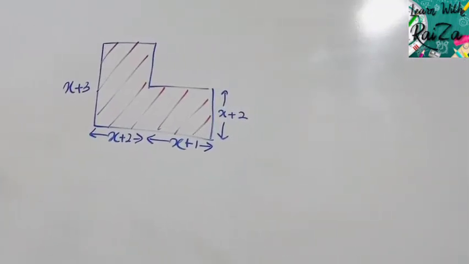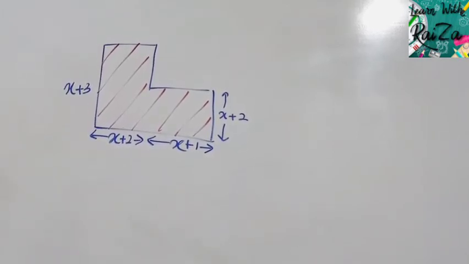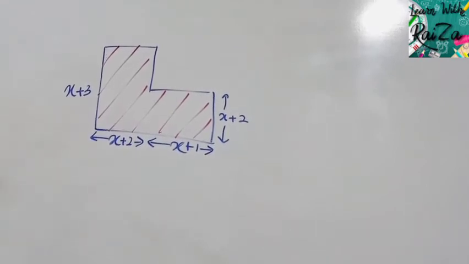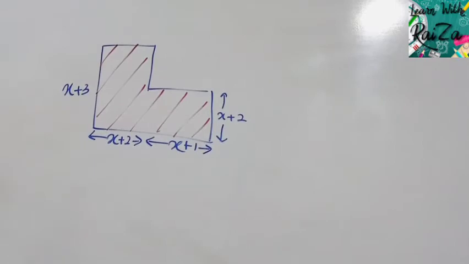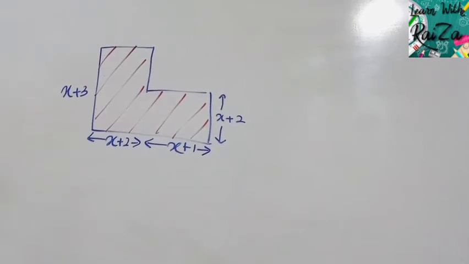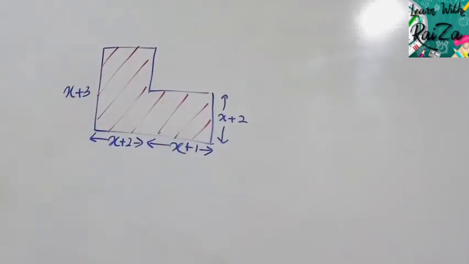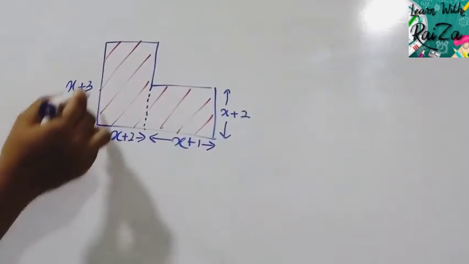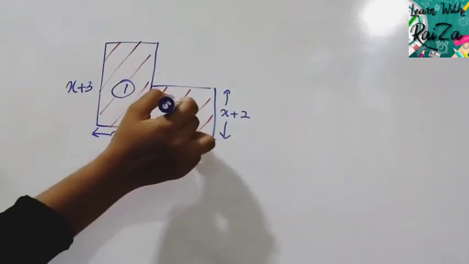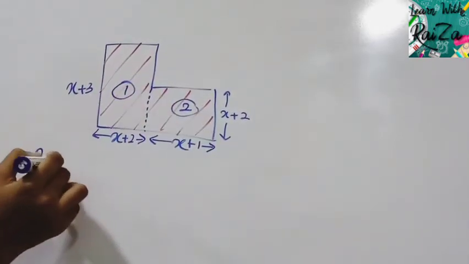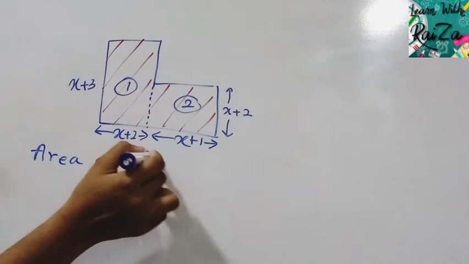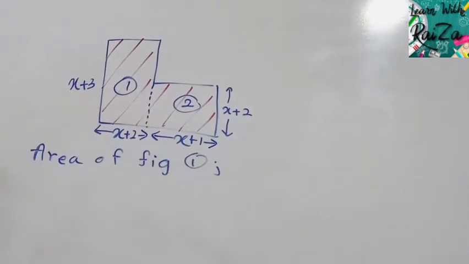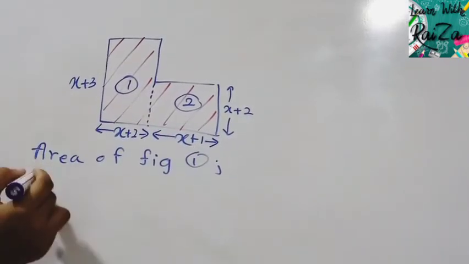Finally, we are going to do the last question, which is taken from your textbook, the Miscellaneous Exercise. Here you have to find the shaded area of the composite plane figure. Here you can see in the composite plane figure, you have two plane figures, two rectangles. I'll mark this as rectangle 1 and 2. Let's find the area of figure 1. You know that to find the area of a rectangle, it is length into breadth.